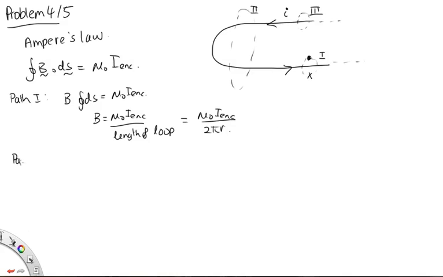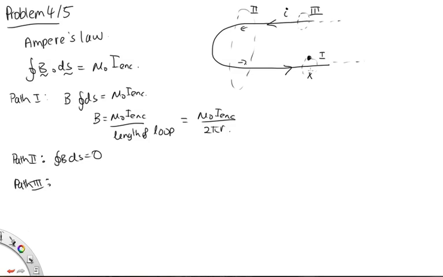For path 2, the enclosed current is 0, as the current down here is flowing in this direction and up here is flowing in this direction, so opposite directions, and obviously it's the one piece of wire, so the magnitude of the current is not changing. So we've got B dot ds is equal to 0 for path 2, which isn't telling us that the magnetic field's 0 everywhere on that path. What it's telling us is that the average magnetic field around that path is 0. So the magnetic field will switch directions somewhere, it'll be positive somewhere, it'll be negative, and those all cancel each other out.